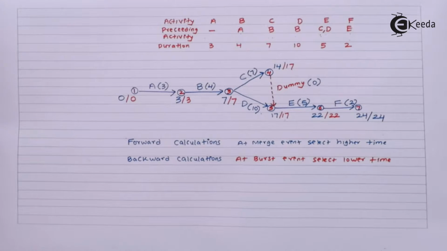And I think the backward calculation is the more challenging part rather than the forward calculation. In forward, you have to pay attention at the merge event. In backward, you have to pay attention at the burst event. We have already discussed what is a merge event and what is a burst event. At a merge event, we have to take whichever is higher of the two time estimates, and during backward calculation, at the burst event, you have to take whichever is lower.